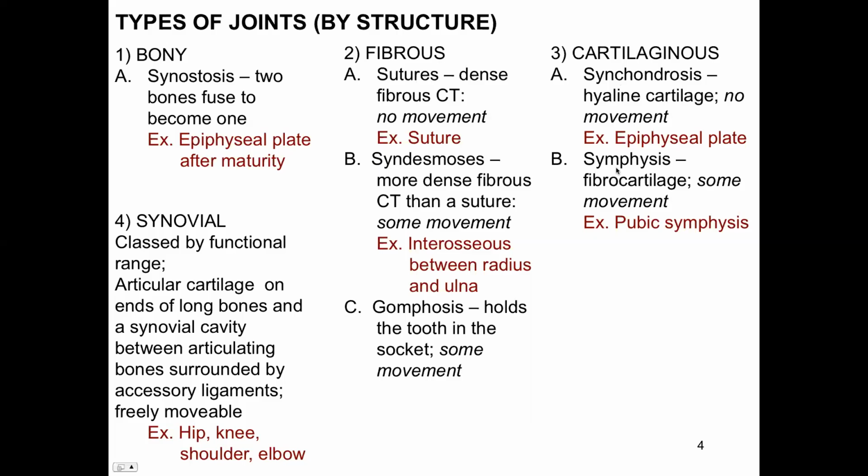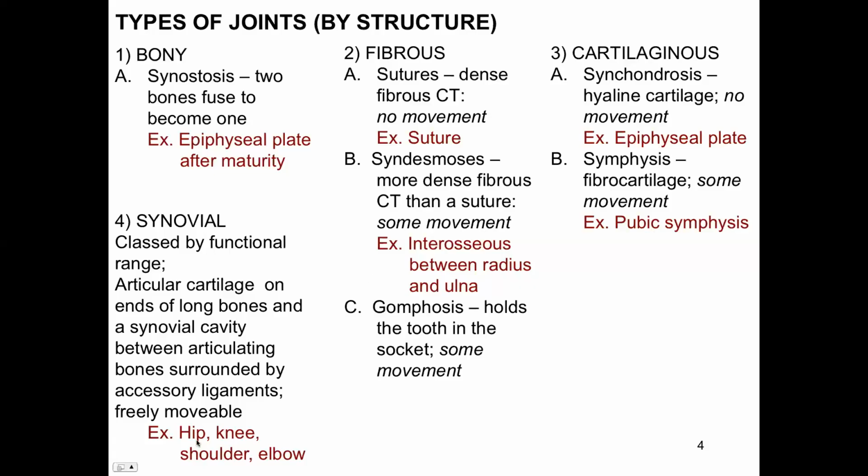And then we have cartilaginous, which also come in 2 different flavors, all right? The synchondrosis, and these are made up of hyaline cartilage, right? And here's your epiphyseal plate. This is before it becomes a bony joint, all right? So here you've got hyaline cartilage as we went over. And then the other ones are the symphysis. These are fibrocartilage, all right? So like your pubic symphysis, okay? So those are the differences there.